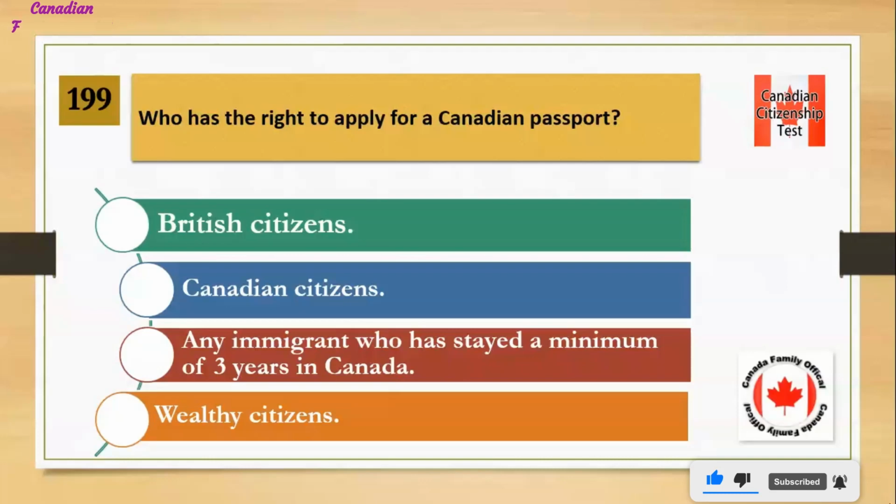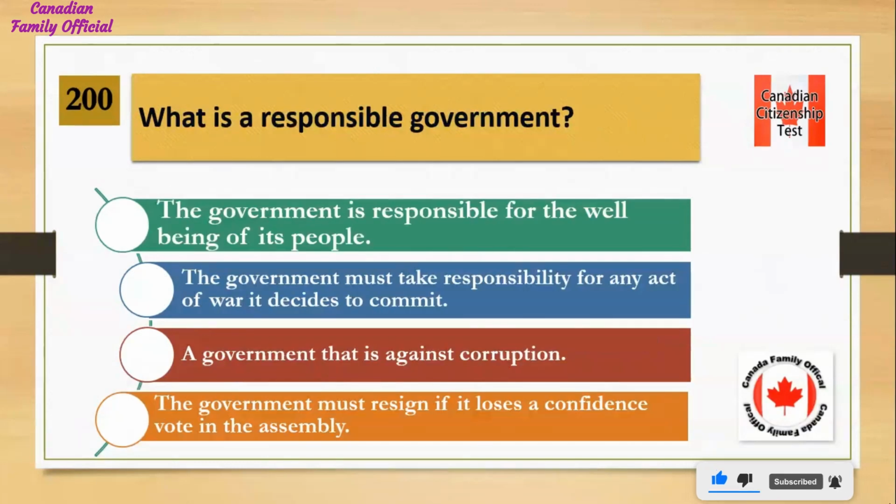Who has the right to apply for a Canadian passport? Number 1, British citizens. Number 2, Canadian citizens. Number 3, Any immigrant who has stayed a minimum of 3 years in Canada. Number 4, Wealthy citizens. And the answer is Canadian citizens.